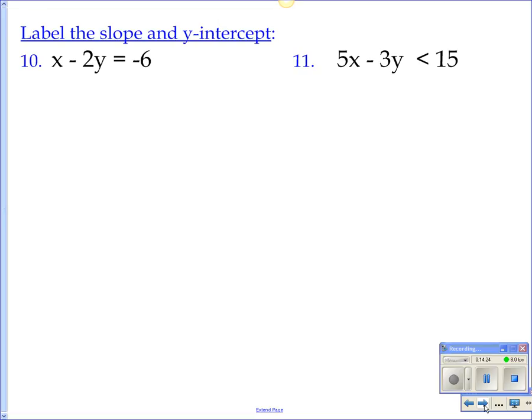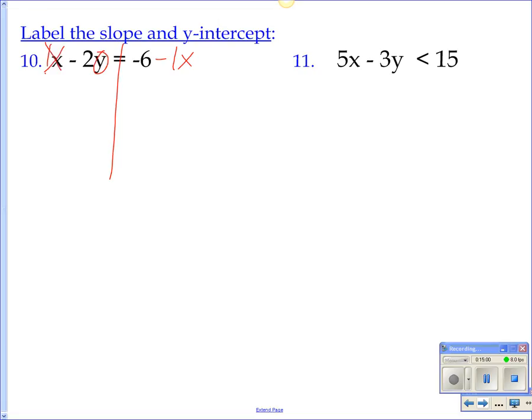All right, number 10. Number 10, Chad, what am I doing first? And what else? Gracie, what number do I put in front of x? 1. Tamara, what do you do first? You move 1x over and make it -1x, because you're trying to get y by itself. So you're going to move the x to the other side.